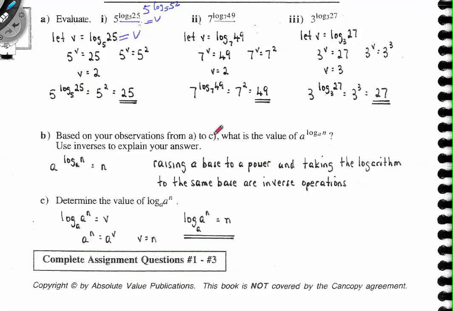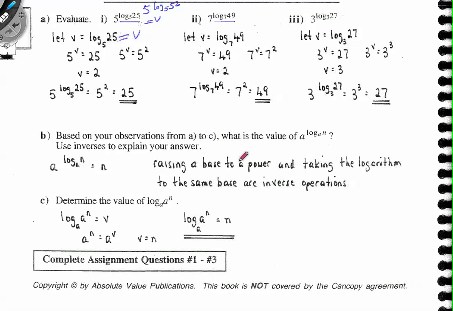Based on your observations from A to C, what is the value of this here? Well, notice in all these examples we have 5 and base 5, we have 7 and base 7, and 3 and 3. We find that A to the exponent log n base A actually equals n. Notice this 25 is 25, this 49 is 49, the 27, 27.